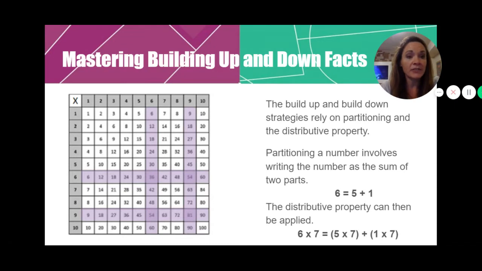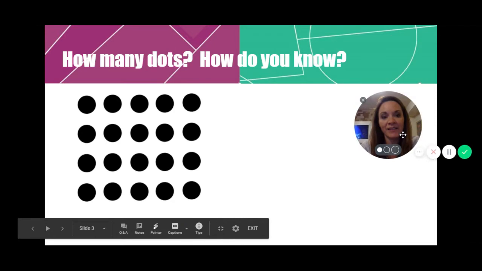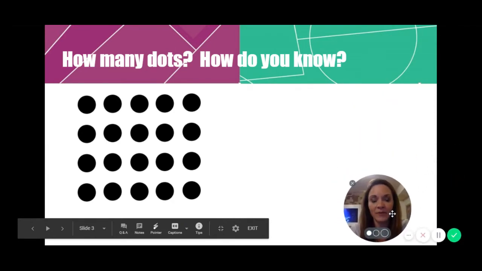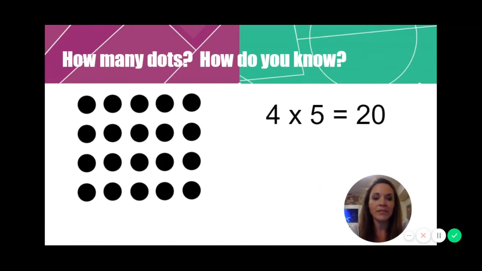I'm going to show you a series of dot images over the next several slides, and I want you to figure out how many dots there are. Ready? Let's begin. How many dots? How do you know? Here we see 4 rows with 5 dots in each row. 4 times 5 equals 20. I want you to keep this image in mind when you see the next slide, because you might be able to use it to help you find the next fact.